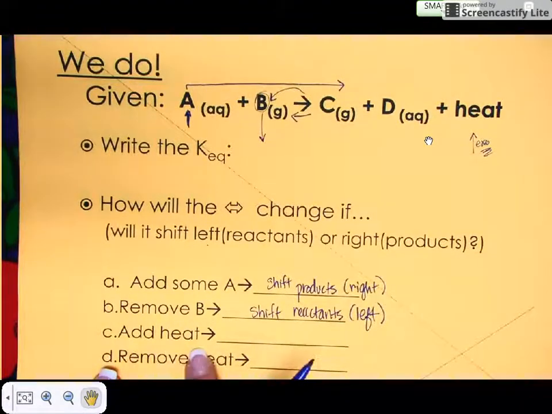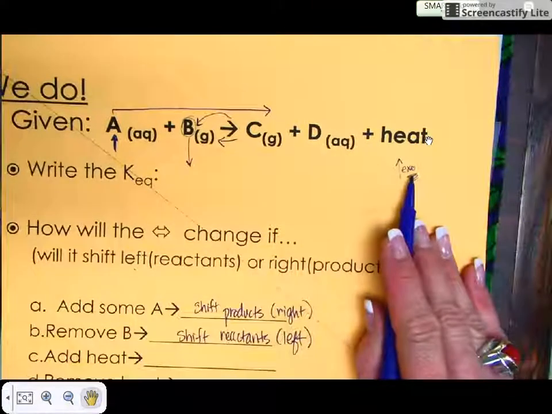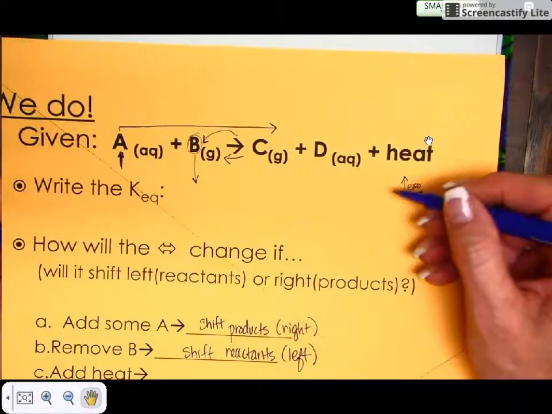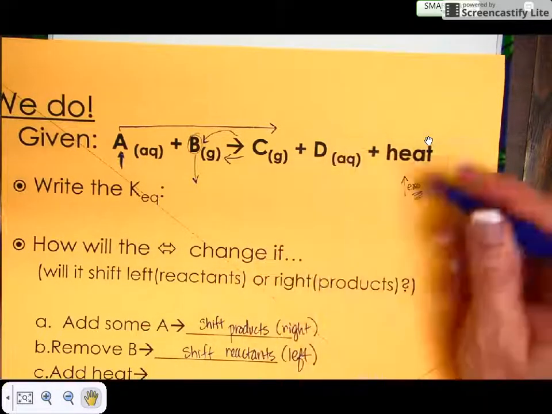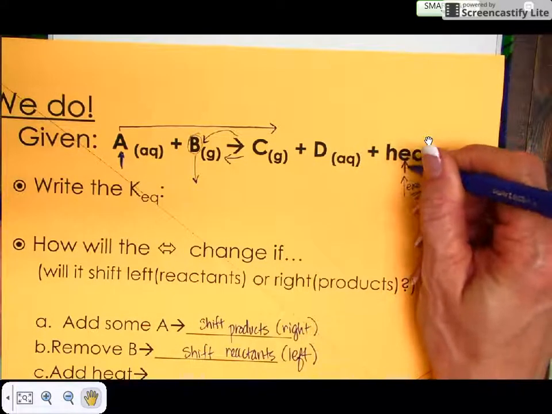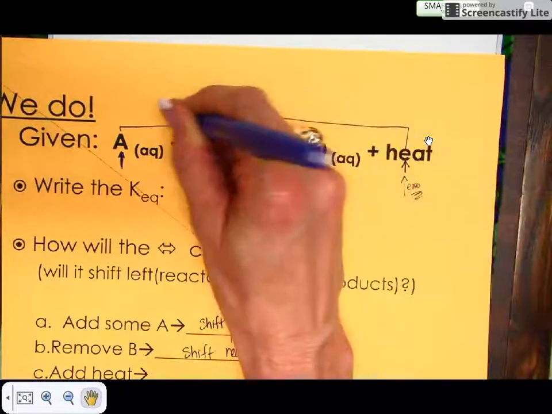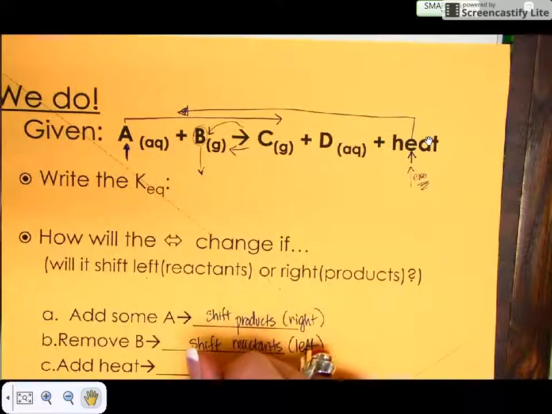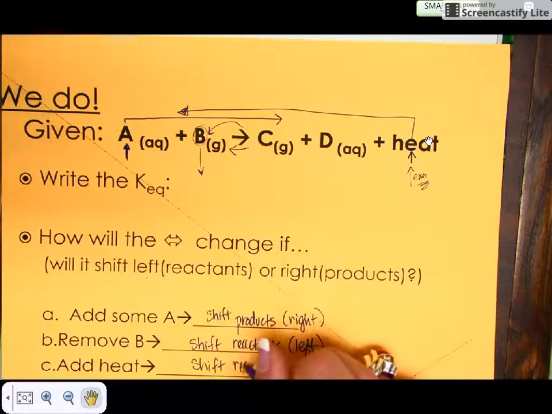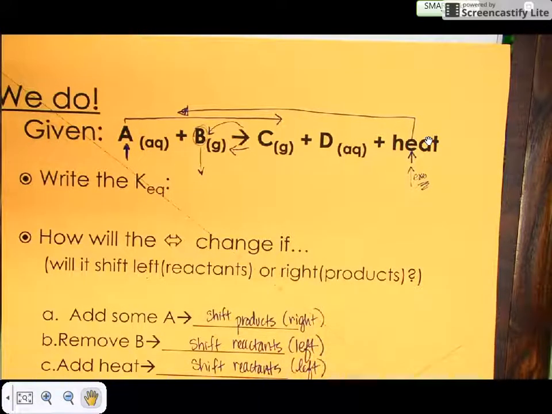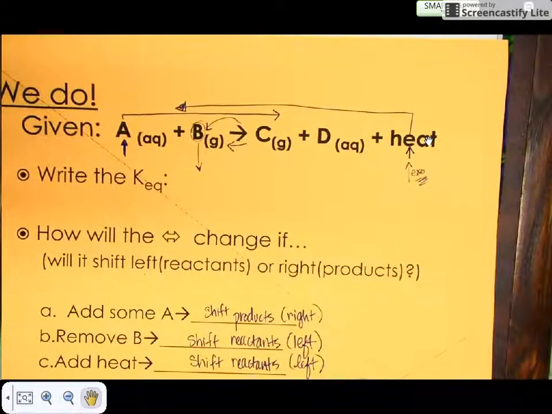All right, C says if you add some heat, what's going to happen? Which direction will it shift? Well, look where the heat is. Since this is an exothermic reaction, the heat's on the product side. So it's just like if you were to add a reactant or a product over here, it would shift away from the added component. So since I'm adding heat here, it's going to shift away to the opposite side. So if you add heat, it's going to shift to the reactants. Or again, that's to the left. And it will shift until it reestablishes its equilibrium.